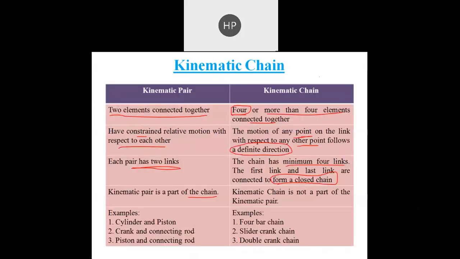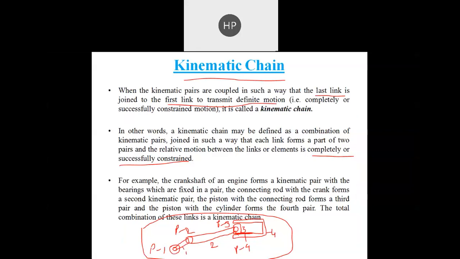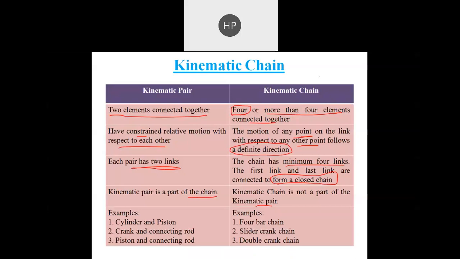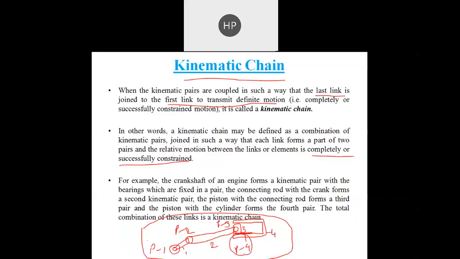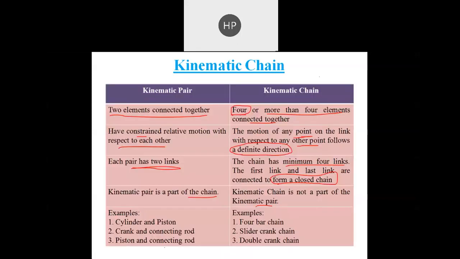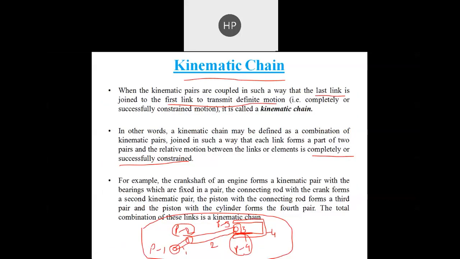Okay, so all these kinematic pairs are part of a kinematic chain, while a kinematic chain is not a part of a kinematic pair. Now the example is the piston and cylinder, this pair 4, this is one example of a pair. In the same way, crank and connecting rod, this pair number 2, this one is the crank and this one is the connecting rod, it is also a pair. Then piston and connecting rod, here this one is the piston number 3 and the connecting rod is 2, so when they are connected it is pair number 3.